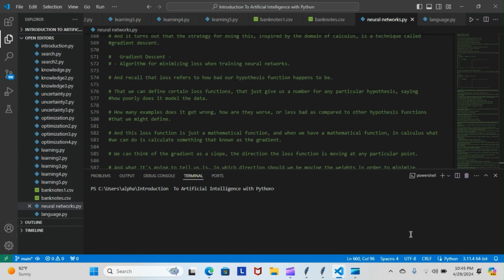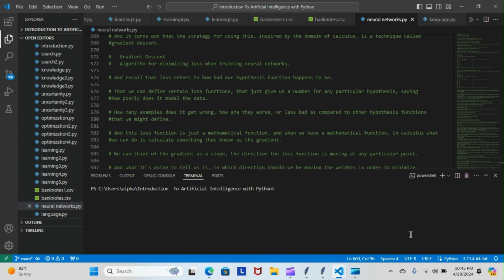Now, last night, if you recall, the last thing we left off at was the gradient descent, and tonight we're going to pick up where we left off. So the gradient descent is an algorithm for minimizing loss when training neural networks. And recall that loss refers to how bad our hypothesis function happens to be. We can define certain loss functions that just give us a number for any particular hypothesis, saying how poorly does it model the data. How many examples does it get wrong? How are they worse or less bad as compared to other hypothesis functions that we might define?